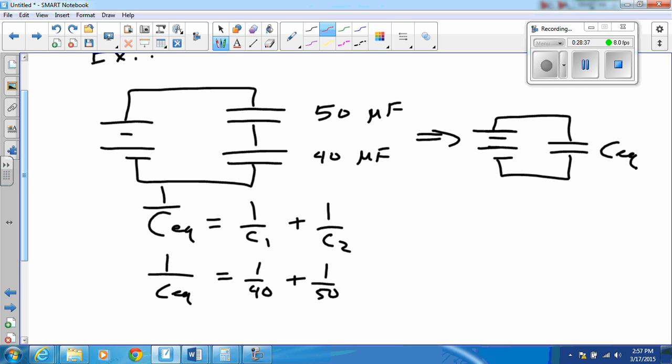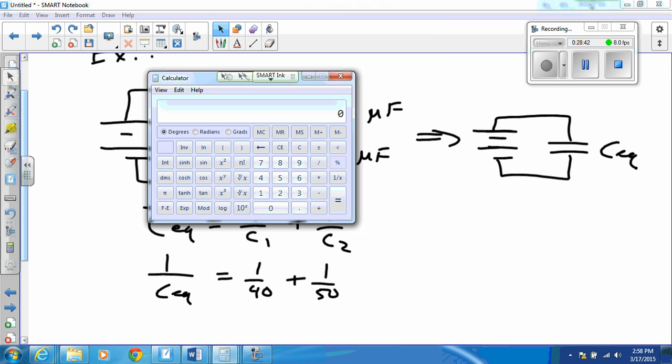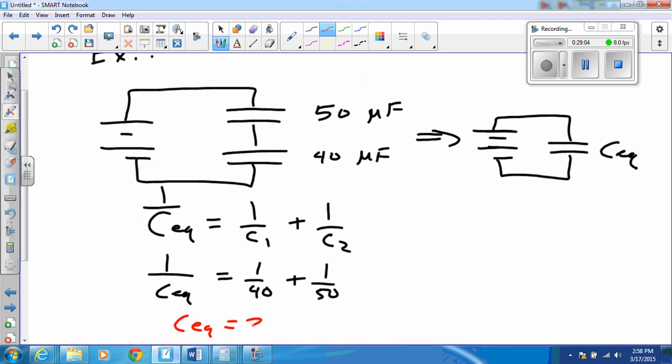Now some people are very comfortable doing this in terms of fractions. That's perfectly fine with me. But if you prefer to do it on the calculator, then it would look something like this. You do 1 over 1 divided by 40 plus 1 divided by 50. Is that my CEQ? No, it is the reciprocal of my CEQ. CEQ is going to be 1 over that, which is 22.2 microfarads. And all you have to write really is this.